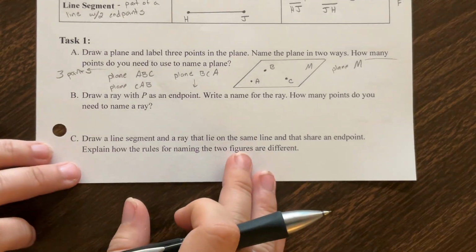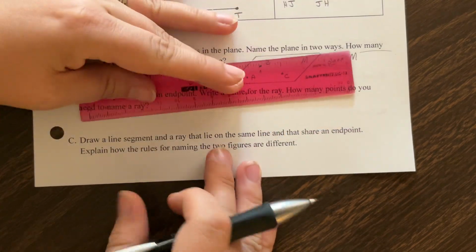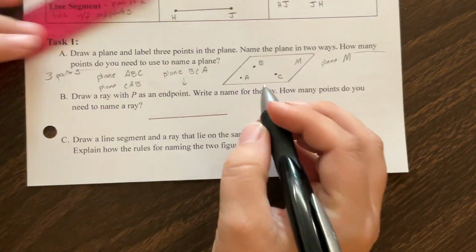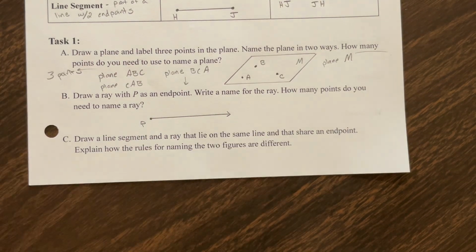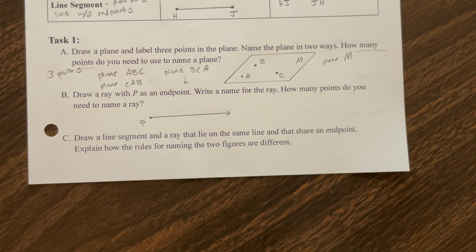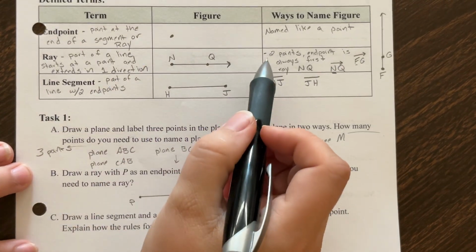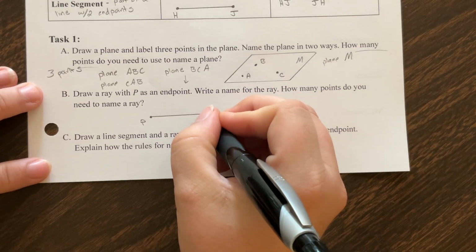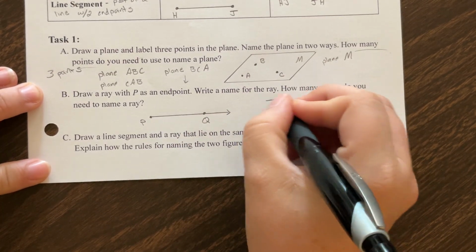All right. B. Draw a ray with P as an endpoint. Okay, let's go ahead. Let's draw a ray. P has to be its endpoint, so we'll have it go this way. So here it'll be P. Write a name for the ray. Well, I need 2 points to name a ray. So I don't know. Let's put another point on it, Q. So we'll call it ray PQ.